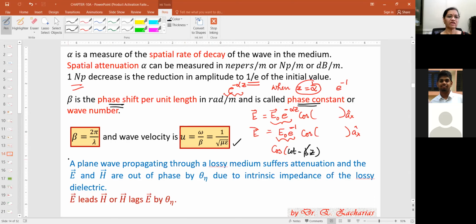Okay, now let us come to the second result you have seen today. When a plane wave propagates through a lossy medium, it suffers attenuation, and additionally, the electric field and magnetic field are out of phase by theta eta. And this is because of the intrinsic impedance of the medium. And which is leading? Electric field will always lead the magnetic field by theta eta. Or in other words, in the magnetic field equation, you will get a minus theta eta inside the phase.